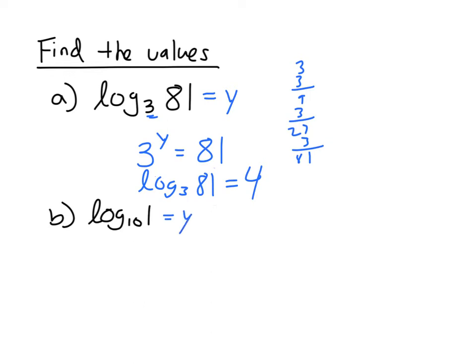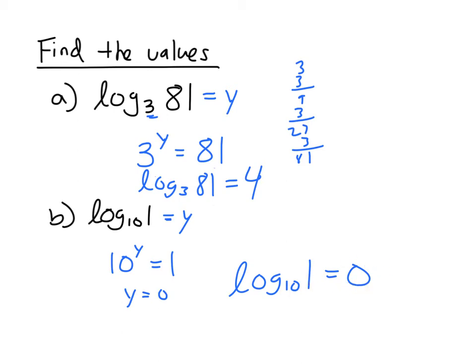So here I have log base 10 of 1. First thing I do is set it equal to y. I say 10 to the y equals 1. There's only one power I can bring 10 to and get 1, and that's 0. If you bring anything to the 0 power, you get 1. So y equals 0, so log base 10 of 1 equals 0. And this is actually a rule, which we'll get to in the next video: if you take the log of 1 with any base, it'll always equal 0.